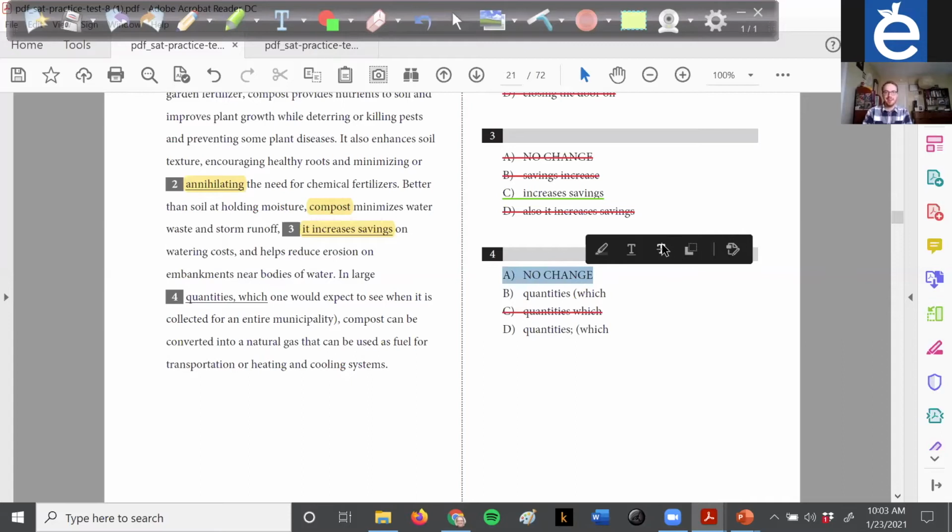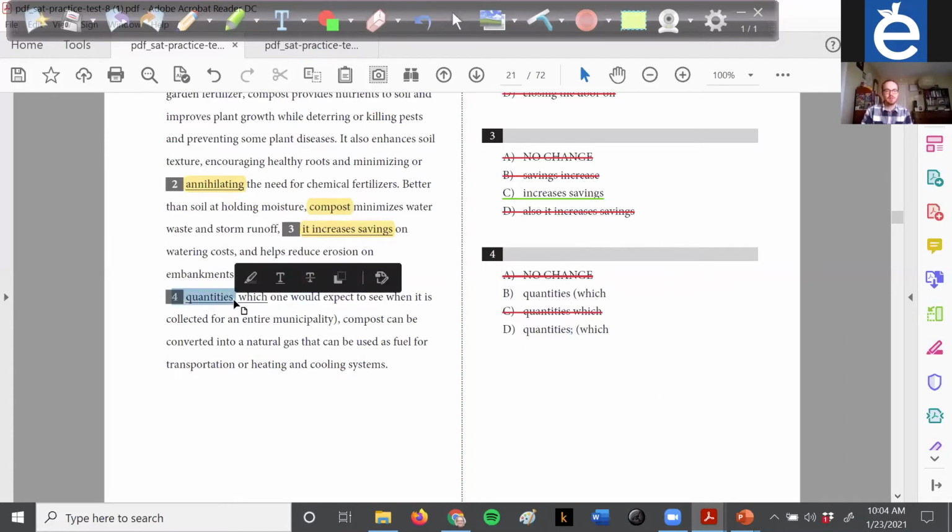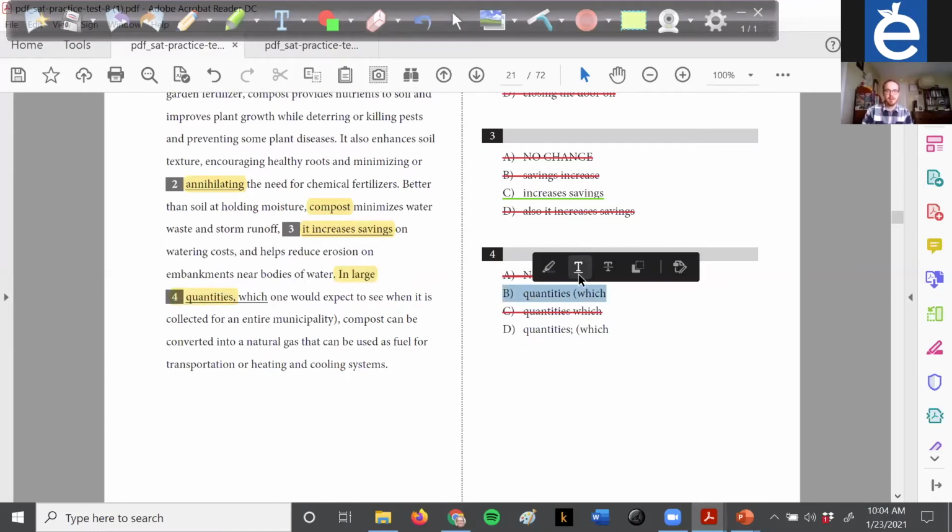So I don't like A or C. And the other issue is this semicolon. Now, a semicolon, it's the same function as a period. It's sort of the period's pretentious cousin, right? So it doesn't couch that aside very well, and in large quantities is not a full sentence. So that leaves me with B.